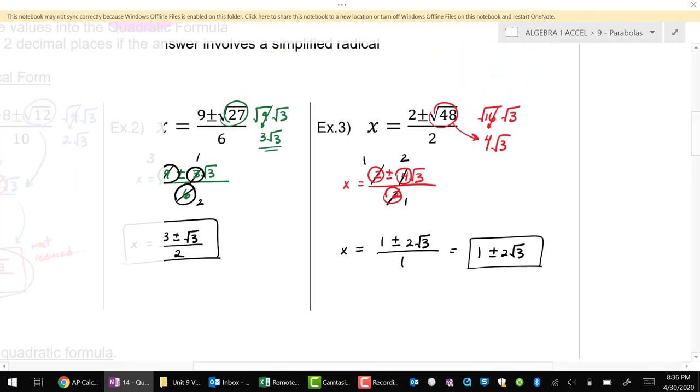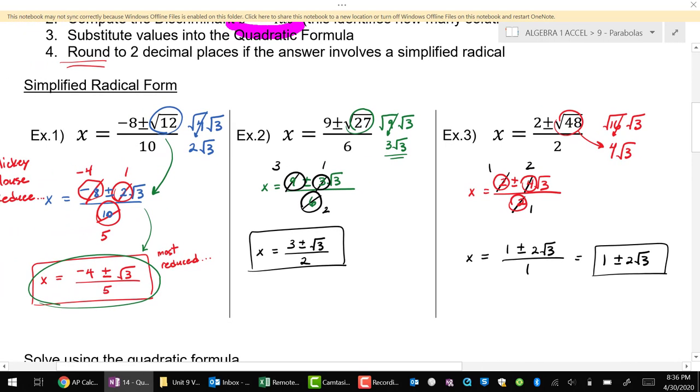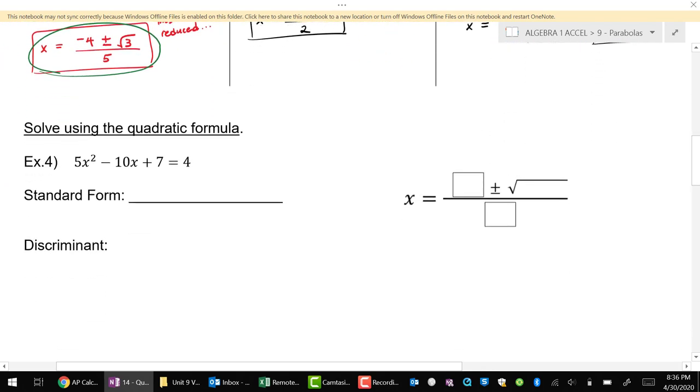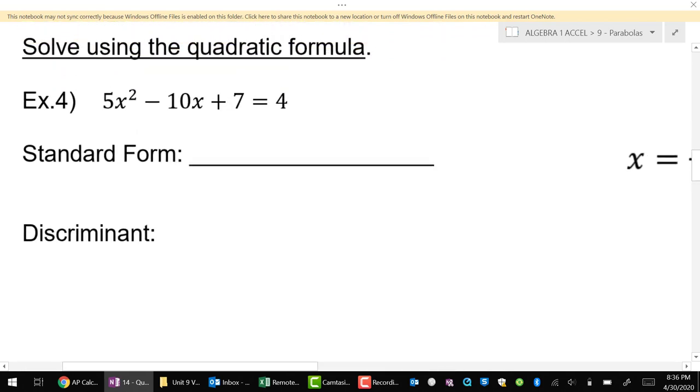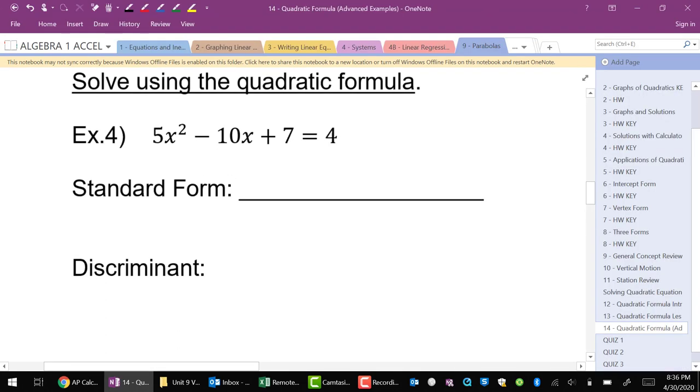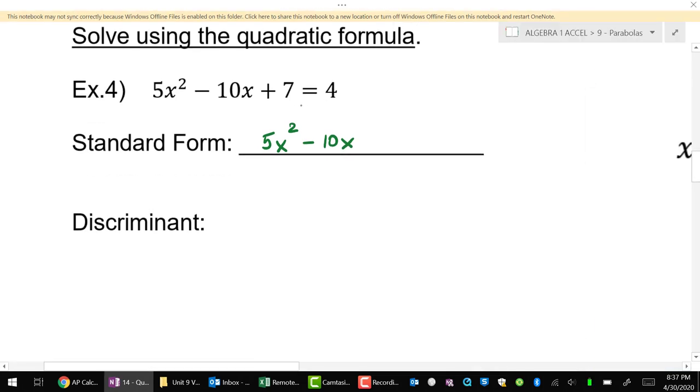So those examples are kind of a precursor set to solving these advanced examples using the quadratic formula. Let's go right down here to this next example. Solve by using the quadratic formula. So I have a quadratic equation. Let's begin by writing this in standard form. That's always going to be step number 1 if we're going to use the quadratic formula. So how about we subtract 4? 5x squared minus 10x. If I subtract 4 from both sides, I'm going to get a plus 3. And then equals 0. So first step, minus 4 to get standard form.